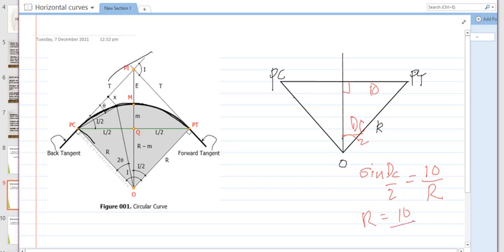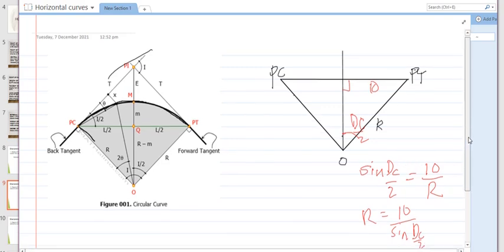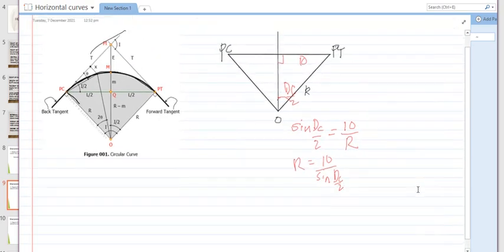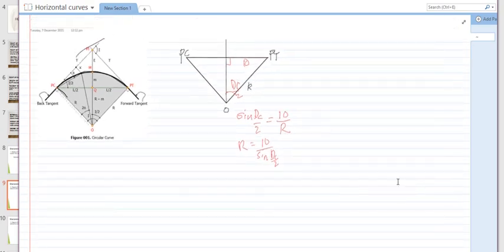So R would be 10 over sine of DC over 2. We denote the degree of curvature as C, just to emphasize that we are using chord basis. So this would be our formula.